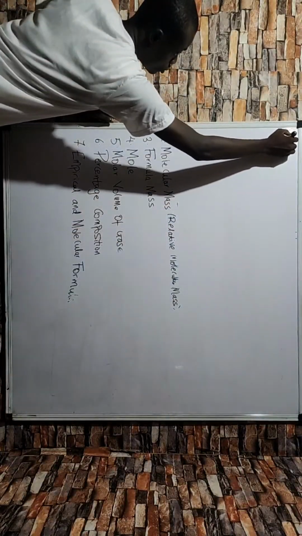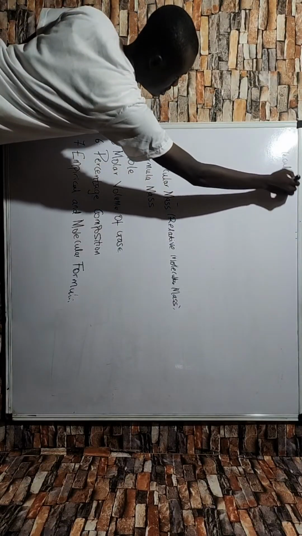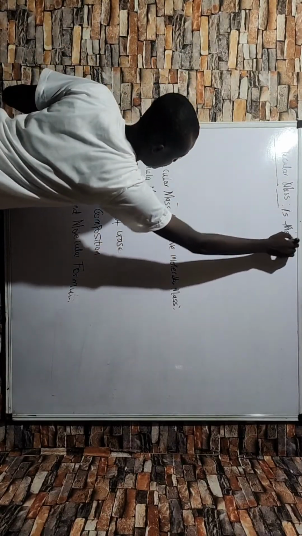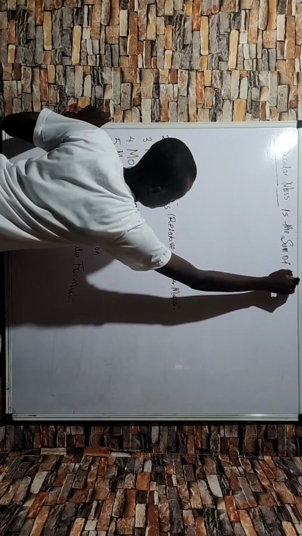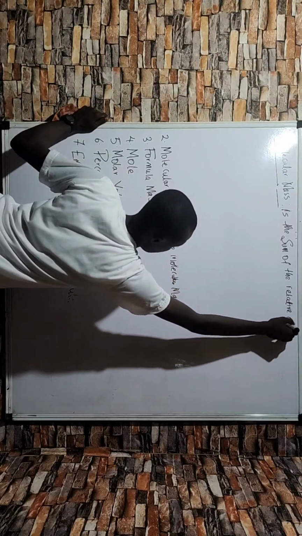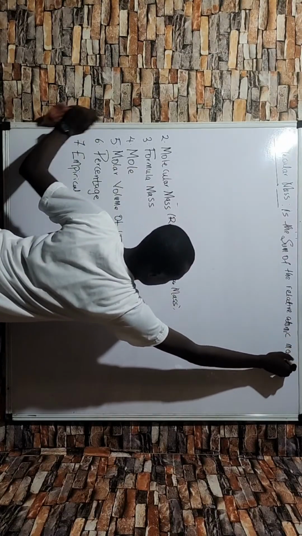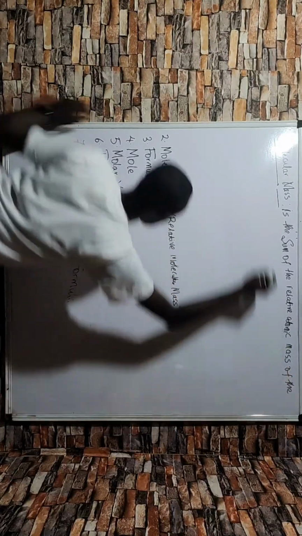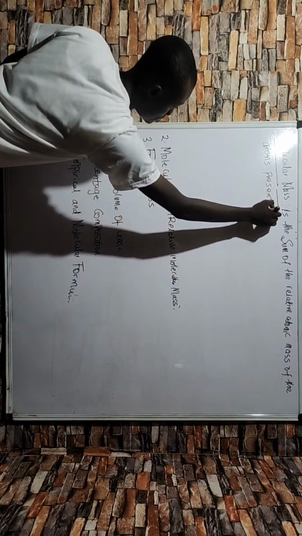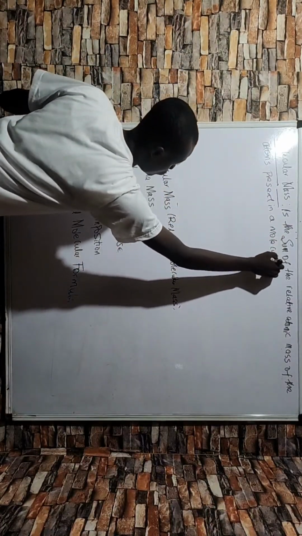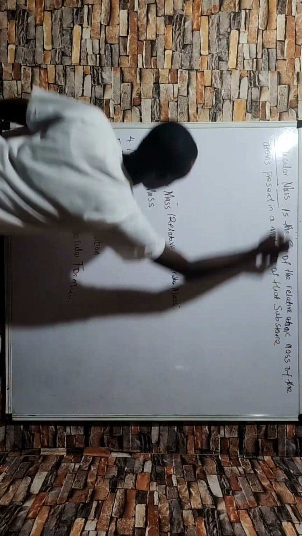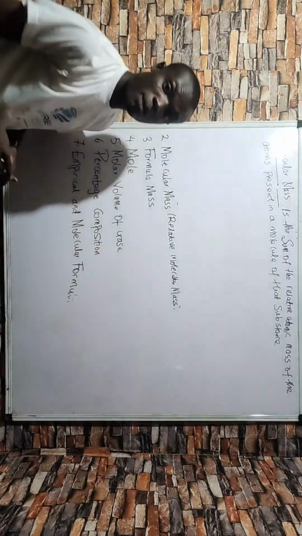So the definition. Molecular mass is simply the sum of the relative atomic mass of the atoms present in the molecule of that substance. So this is our definition for molecular mass or relative molecular mass.